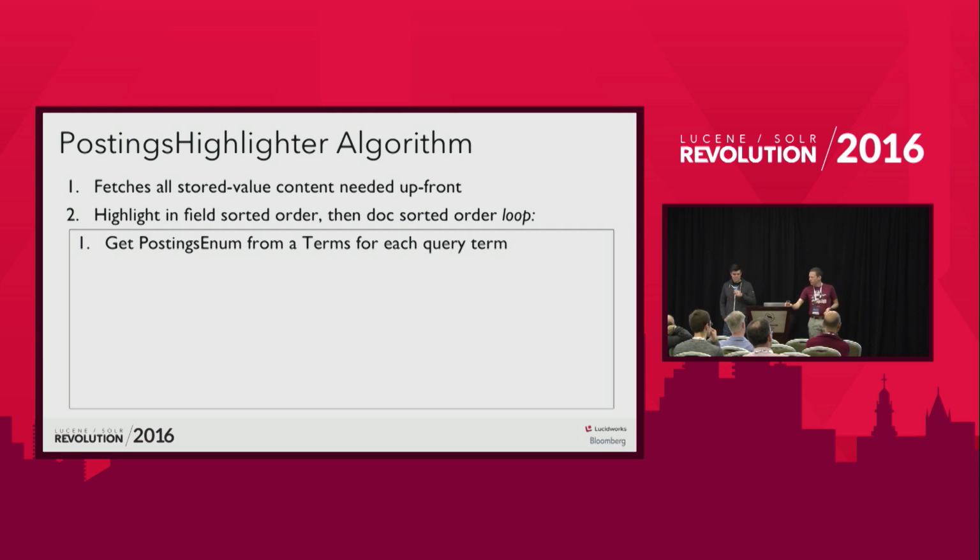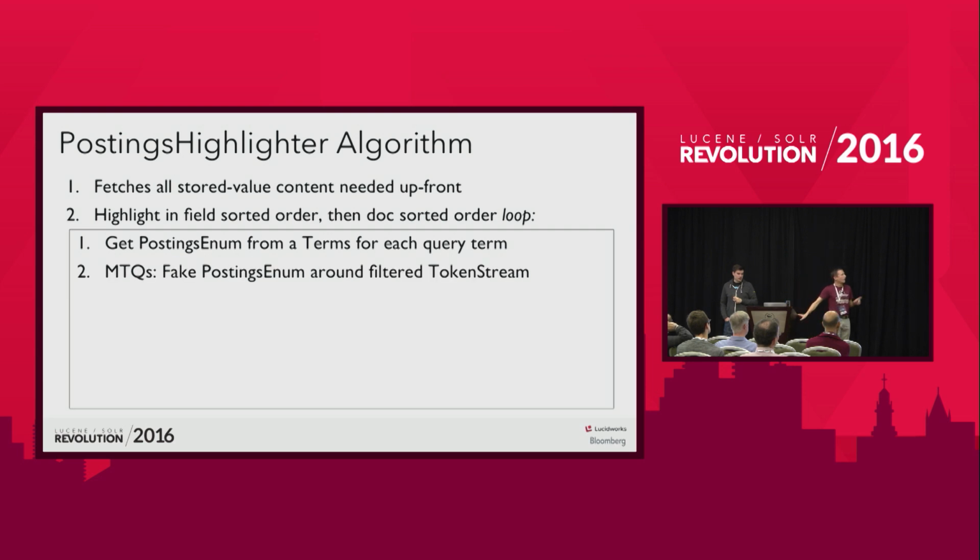The first thing it does is, for every term in your query, get a postings enum for that term, which is an iterator of every occurrence of that word in the document in the field. So it gets a list of them. Now for multi-term queries, MTQ, a multi-term query being a wildcard query or a fuzzy query or any of those kinds of things, you can't simply grab the postings enum from the index because you're going to match a variable number of terms. So it has to take a very different approach.